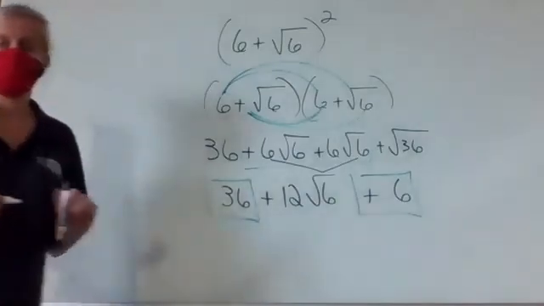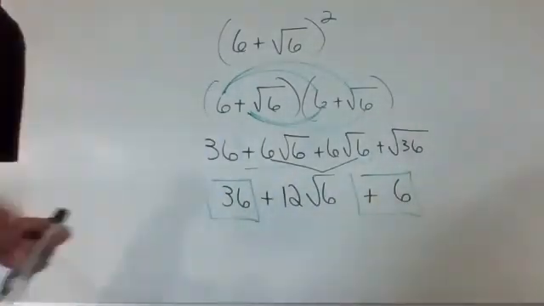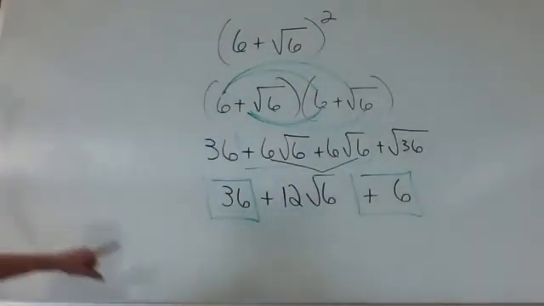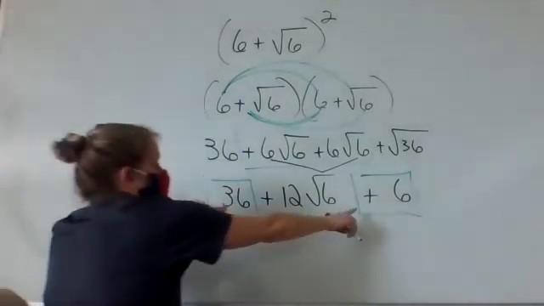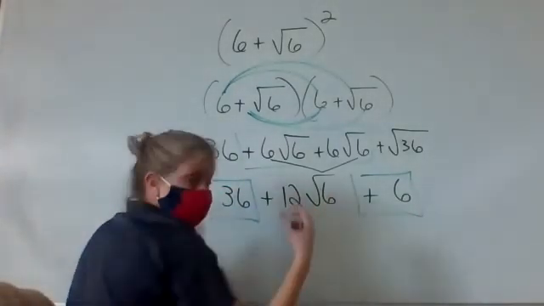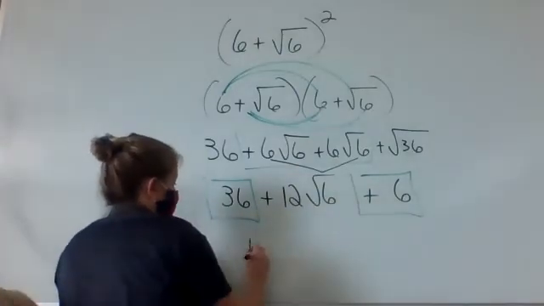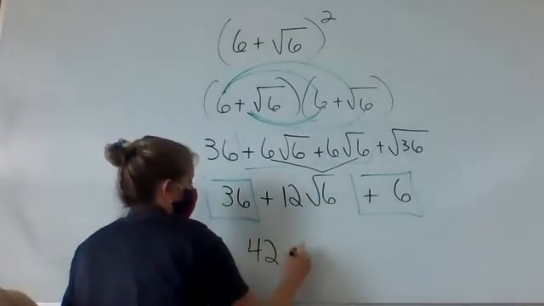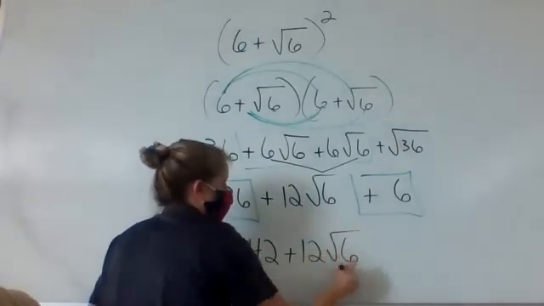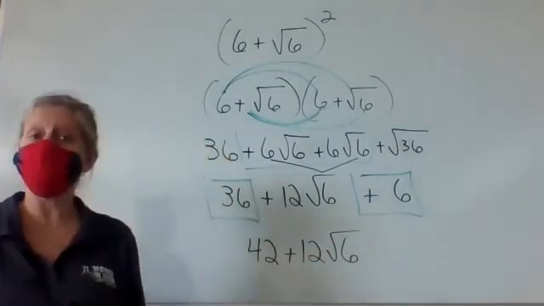The 36, which is 42. Right, I can put those together. Good. Right here, 36 and 6, you can put those two together because they're both the same kind of term. They're both just plain numbers. So when I put that together, I get 42, plus just 12 square root of 6. Good, because I leave it just like that.